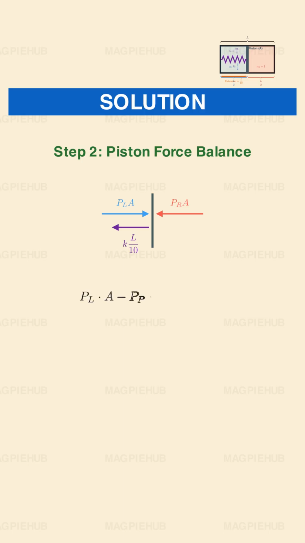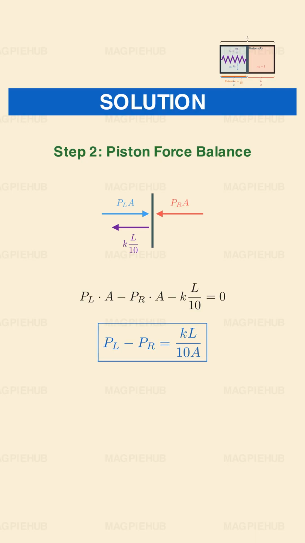Taking rightward as positive, the left gas pushes right with force P left times A, the right gas pushes left with force P right times A, and the spring pulls left with force K times L/10. For equilibrium, P left times A minus P right times A minus K L/10 equals 0. So P left minus P right equals KL over 10A.